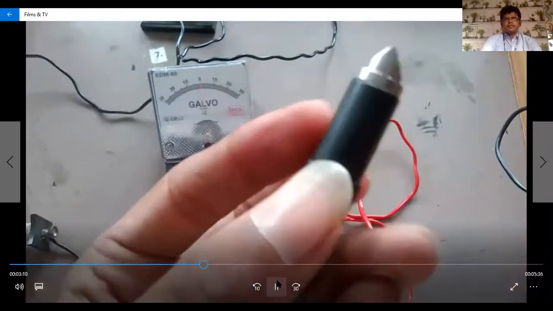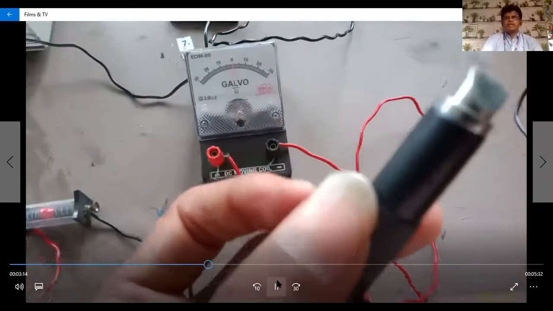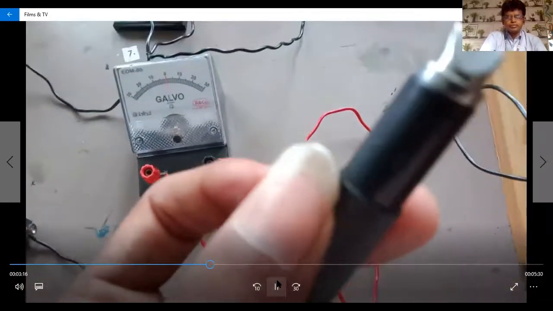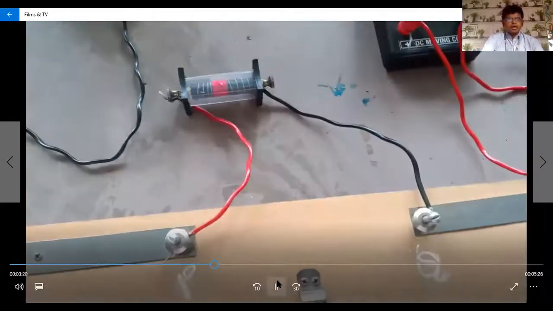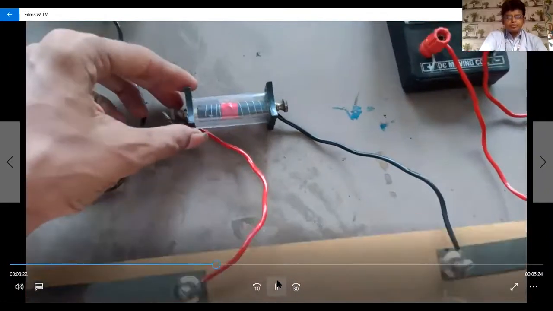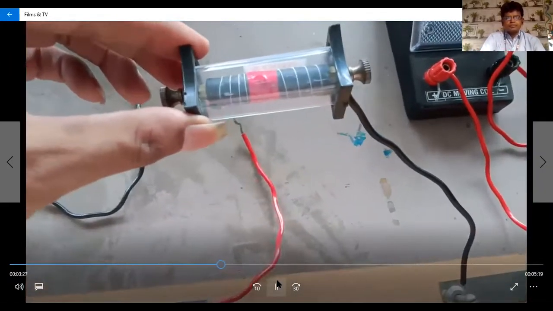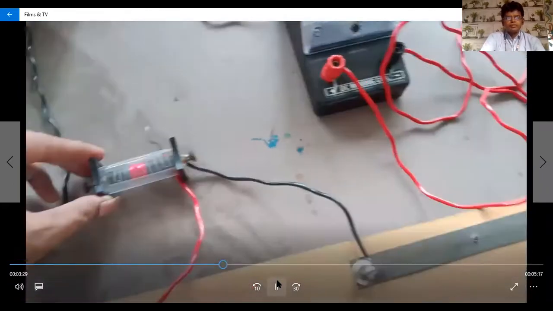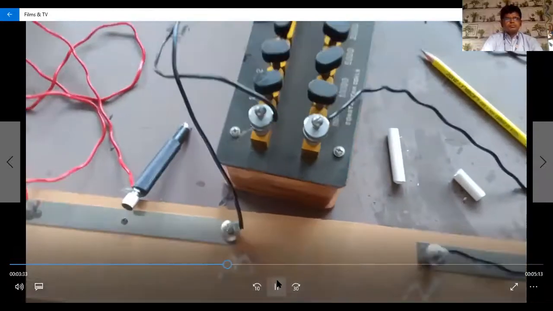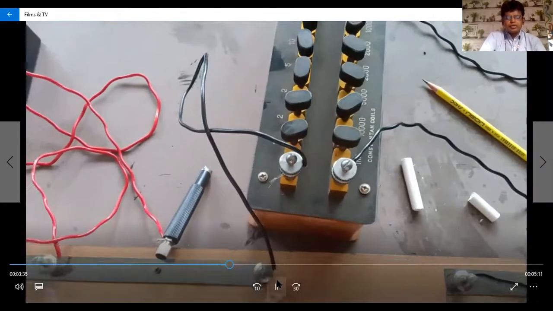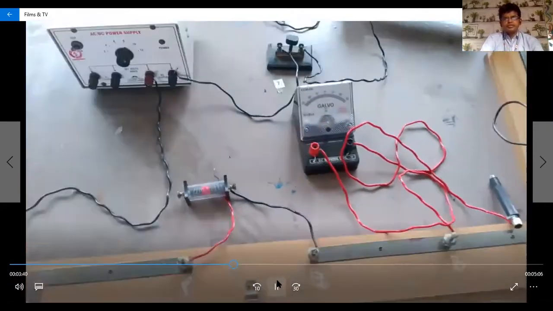Now this jockey key is made of metal. With the help of this, we find the null point from the galvanometer. Now you are seeing here one wire. It is an unknown wire, an unknown R value. We find the value of this given unknown R. Now between M and N, we connect the non-R box. So simple connection, very easy.